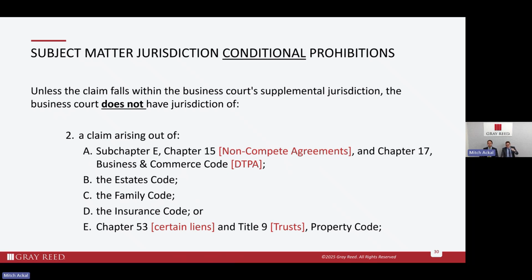Claims arising out of certain statutes and codes, and we've tried to give an explanation of what those are. So Chapter 15 there is non-compete agreements, the Deceptive Trade Practices Act, claims under the Estates Code, the Family Code, the Insurance Code. And you've seen on previous slides, there's a theme that actions under the Insurance Code and relating to insurance agreements have been carved out at various points. They are not typically allowed to be brought in the business courts unless in very specific situations. And also actions relating to certain liens and out of the Trusts and Property Code.